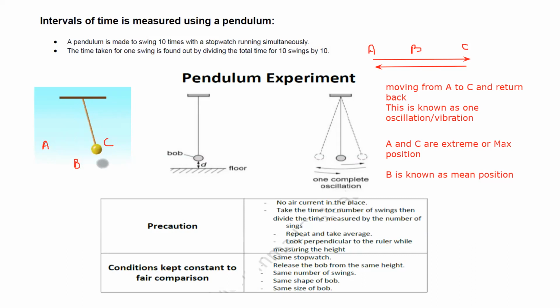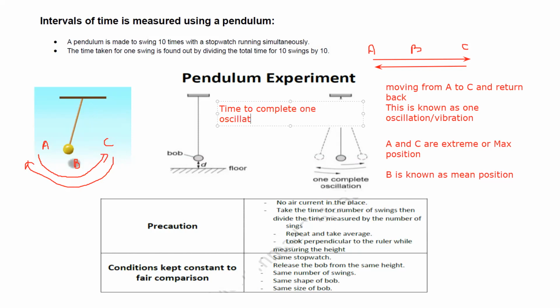So what is the time period? The time period is the time taken by the pendulum to move from one position to another and then return back. For example, we release the pendulum from A, it moves to B, then from B it goes to C and returns back. That time interval is known as the time period. The definition of the time period is the time to complete one oscillation. How much time it takes to complete one oscillation or vibration, we call that the time period.